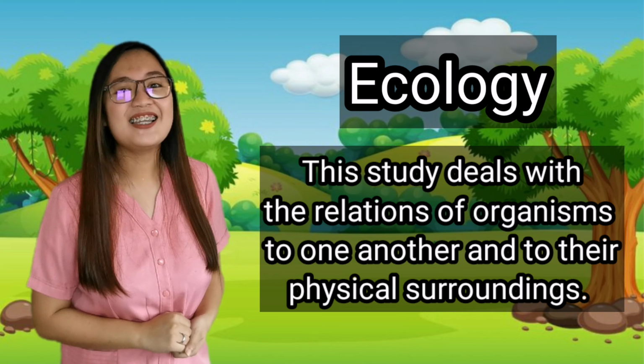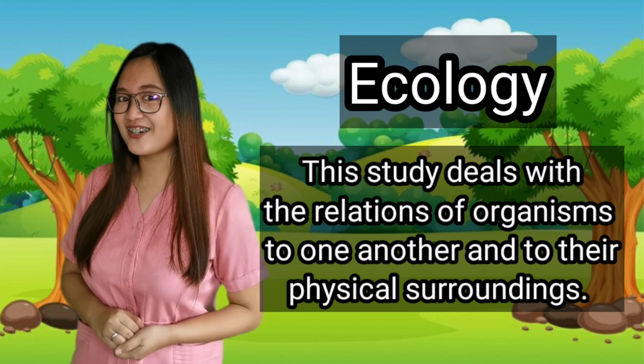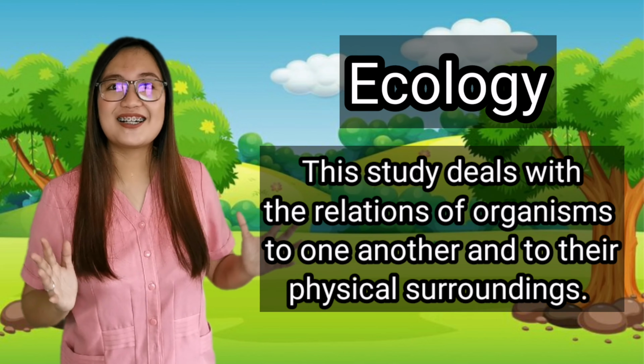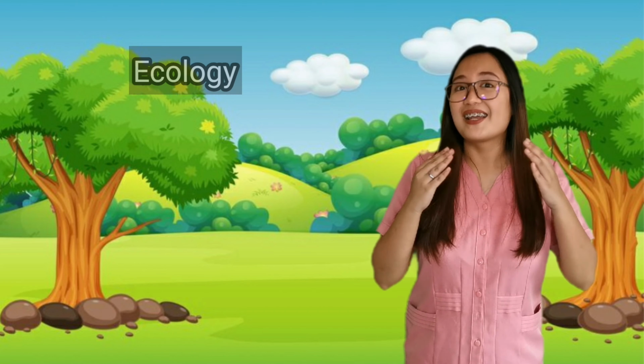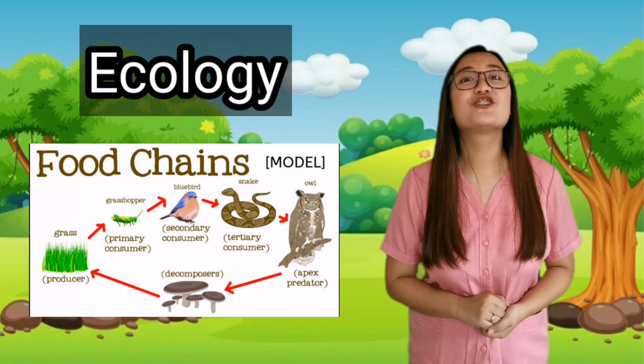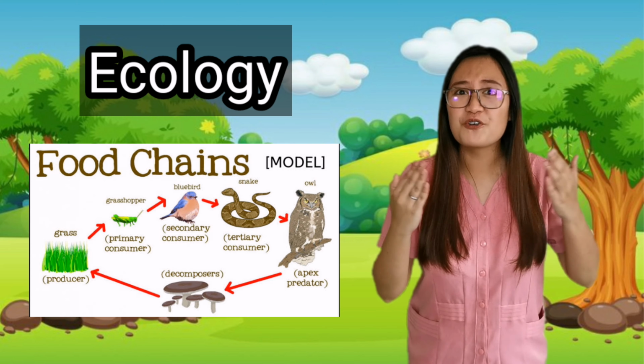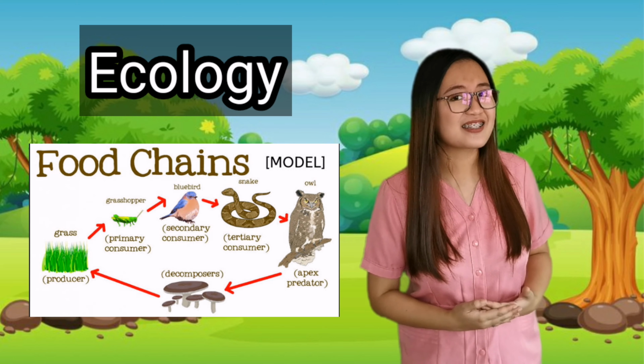Ecology is the study that deals with the relations of organisms to one another and to their physical surroundings. An example of ecology is the food chain, wherein it shows how the organisms are related to each other by the food that they eat. And ecology also studies the factors that affect our population and how and why a population changes over time.